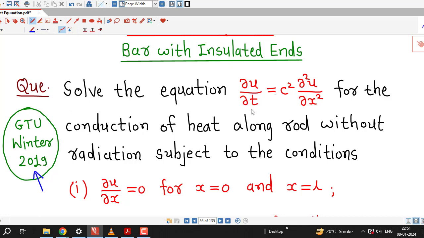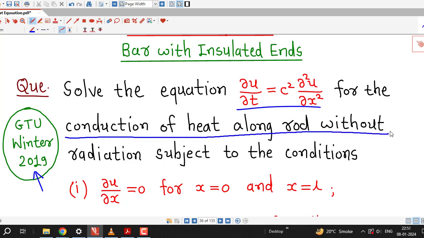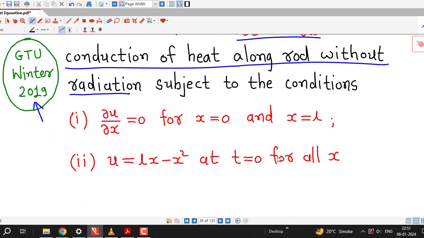Question is, solve the equation which is heat equation for the conduction of heat along rod without radiation subject to the conditions del u by del x is 0 for x equal to 0 and at x equal to L, and u is given by Lx minus x square at time t equal to 0 for all x.